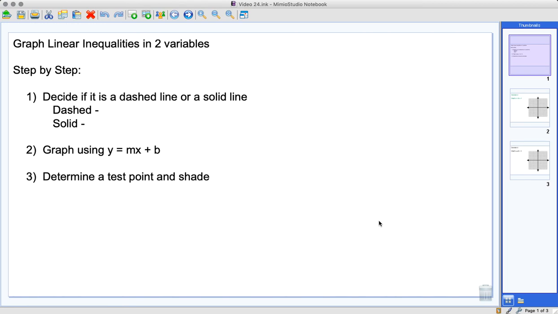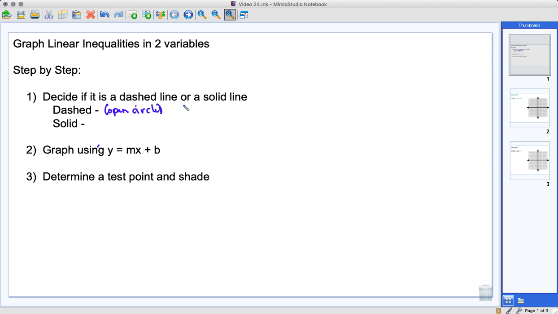All right, so now we're going to take it one step further. We're gonna graph linear inequalities in two variables. Just like when we graphed our inequalities from the past couple sections, the first thing we're gonna do is decide if it's a dashed line or a solid line. A dashed line is the same thing as an open circle.